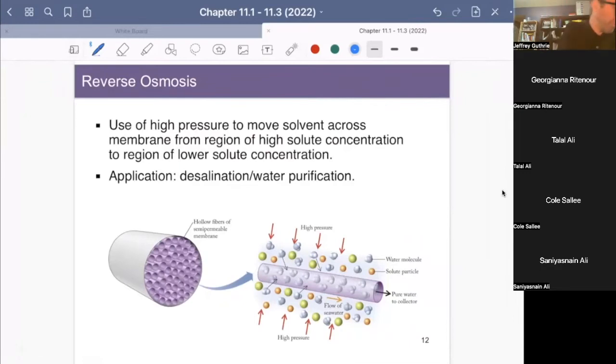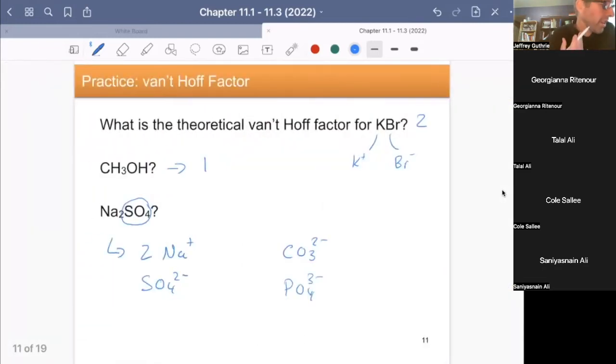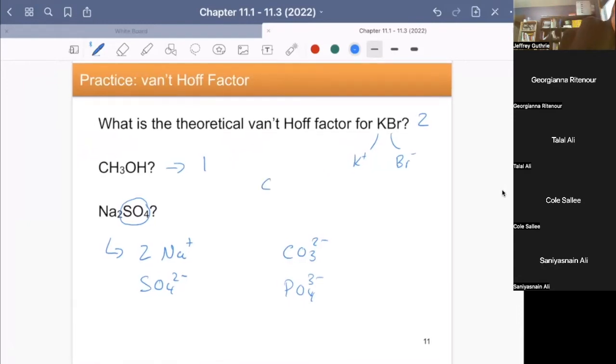Can you explain the second one? Sure. So the second one is not an ionic compound. So basically it doesn't break up in solution. If I were to draw it out, let me draw a structure. So it looks like this.